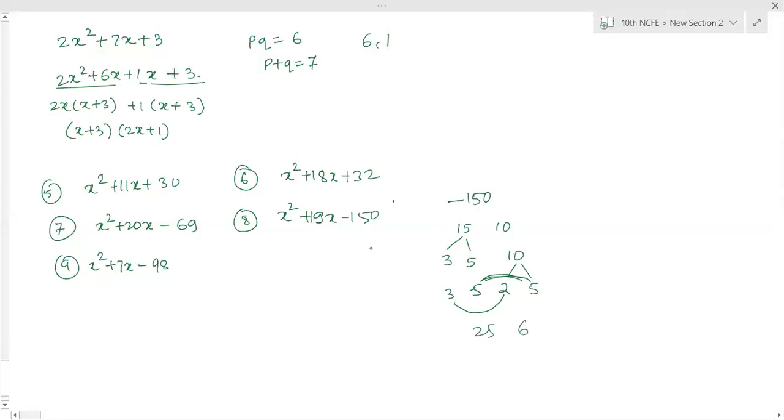Yes, ma'am. Now these two are the numbers. Now which sign has to be given? The product is minus. That means the two numbers should have opposite signs. So what should the sign be now? Ma'am, plus 25 minus 6. Plus 25 minus 6. Right. Because the larger number should have the sign of the middle term.